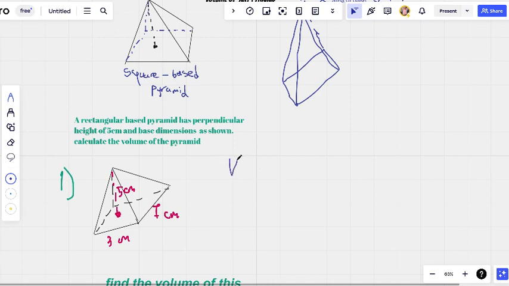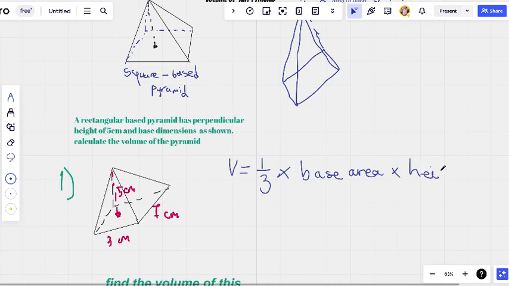So for the volume, we use the volume formula for a pyramid. For any type of pyramid, this is the formula we're going to use to calculate the volume: 1 over 3 times the base area. So we first calculate the base area before we go on to the volume. You cannot just jump into the volume unless the question has given you the area. If the question has given you the area, then you can jump into calculating the volume.